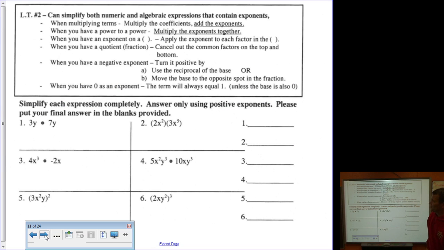Okay, so I've listed all the rules up here. If you have questions about that, you should ask about them. I'm not going to go through them here. These are just kind of reminders of the rules we did.